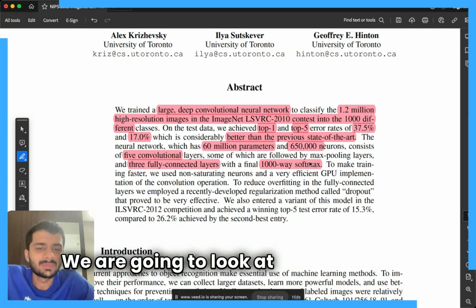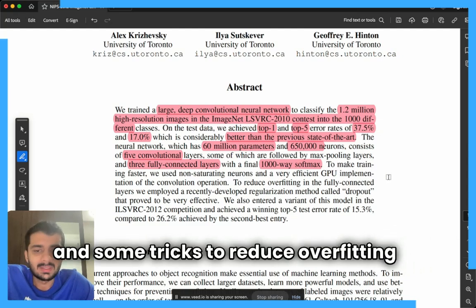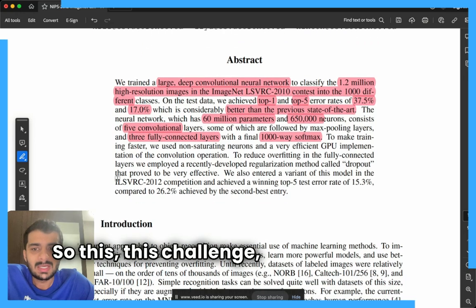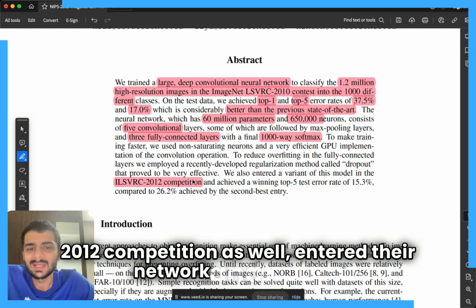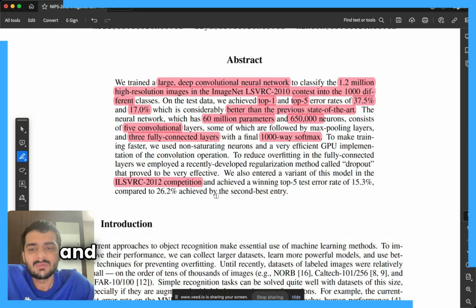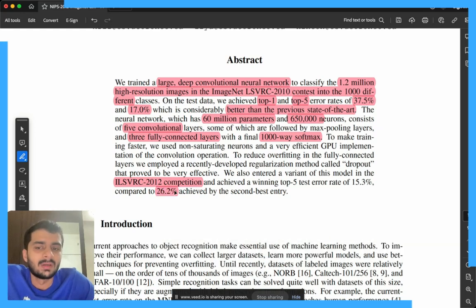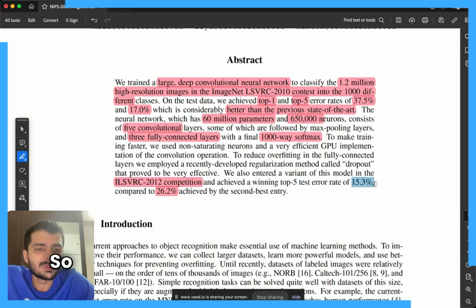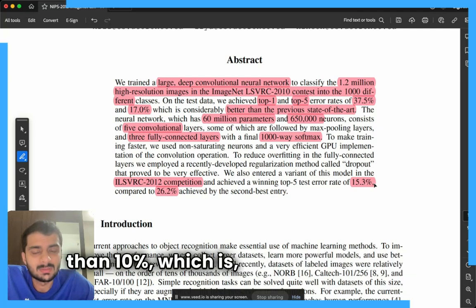We are going to look at different tricks, and some tricks to reduce overfitting as well. So this challenge, they had entered it into the 2012 competition as well, and they had achieved a winning top 5 test error rate of 15.3%, while the second best entry achieved 26.2%, which was excellent at that time. So you can see the improvement is more than 10%, which is amazing.